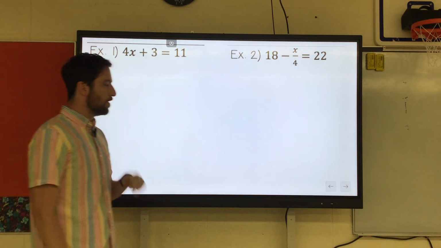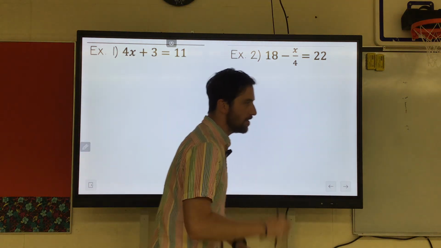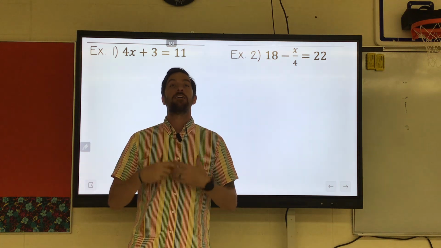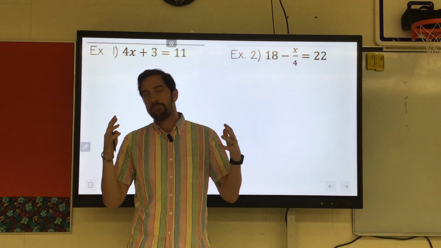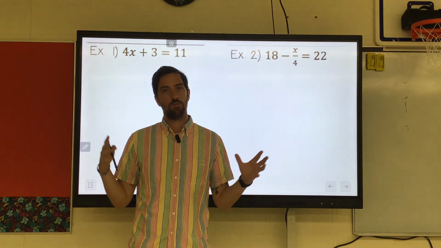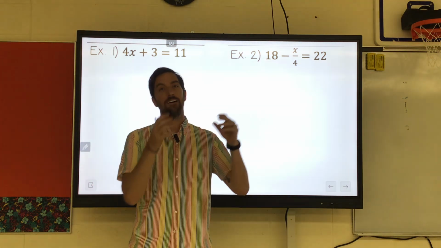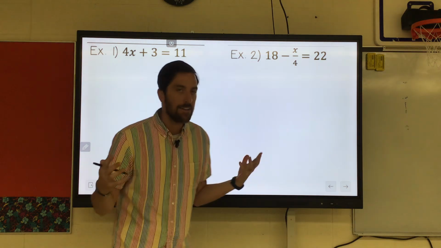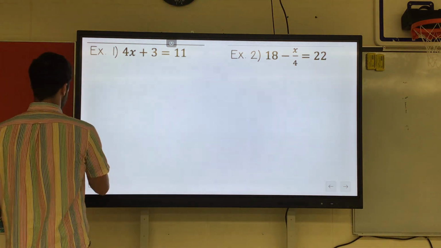Time to solve two-step equations. Most of the time, you're going to isolate that variable by getting rid of addition and subtraction first, and then undoing multiplication and division second. That's not always the case, but a lot of the times that is the case.